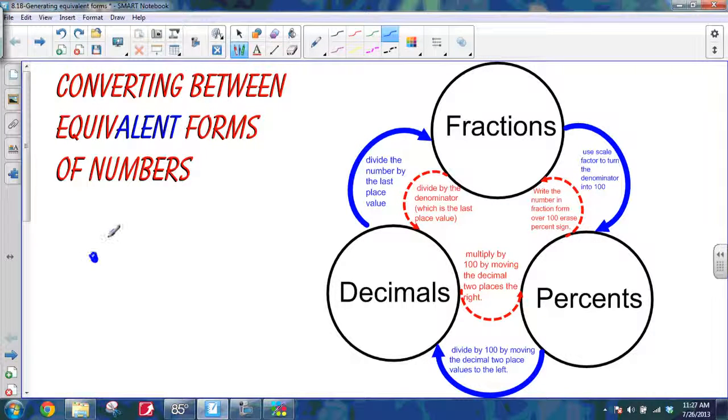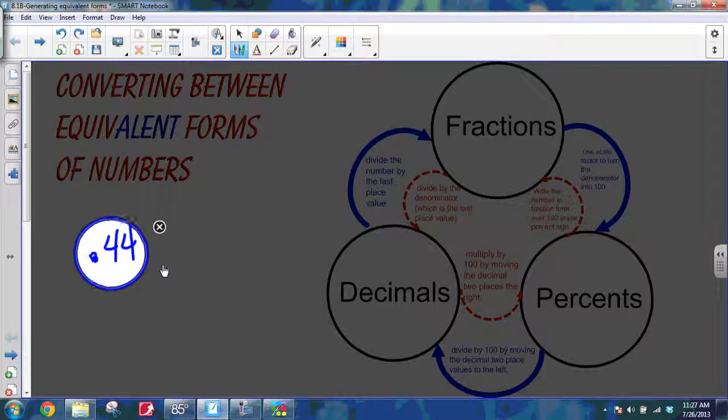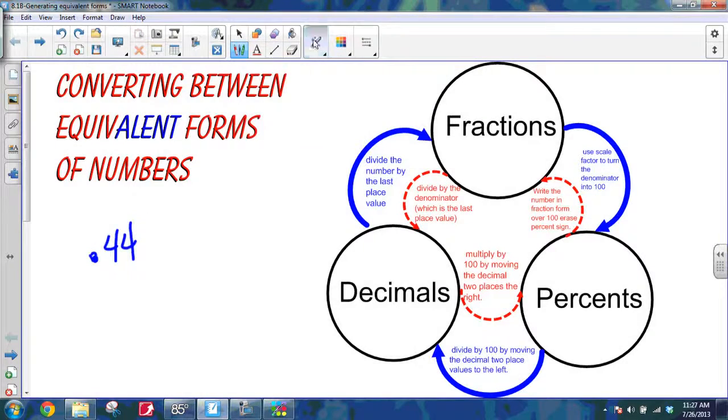If I have 44 hundredths and I want to turn it into a percent, well then I have to find my decimal. I see my decimal is in front of the first digit. So I have to move that decimal 2 place values to the right. So 1, 2. And now my percent is 44%.